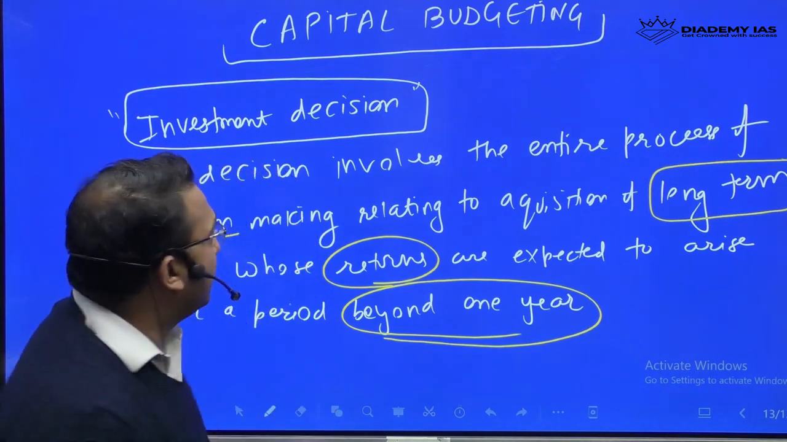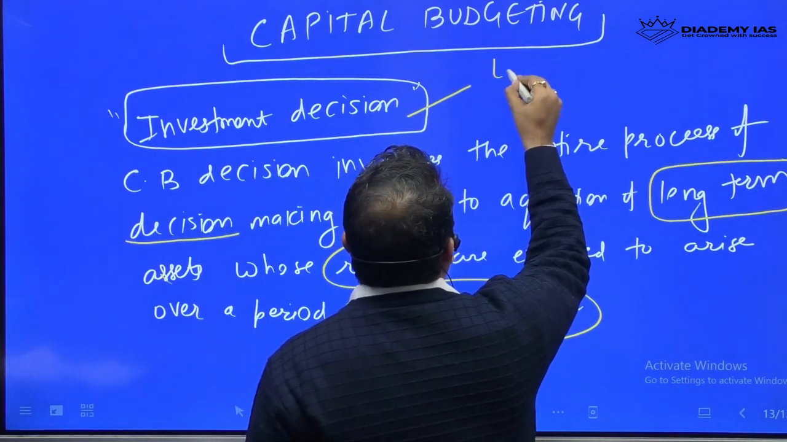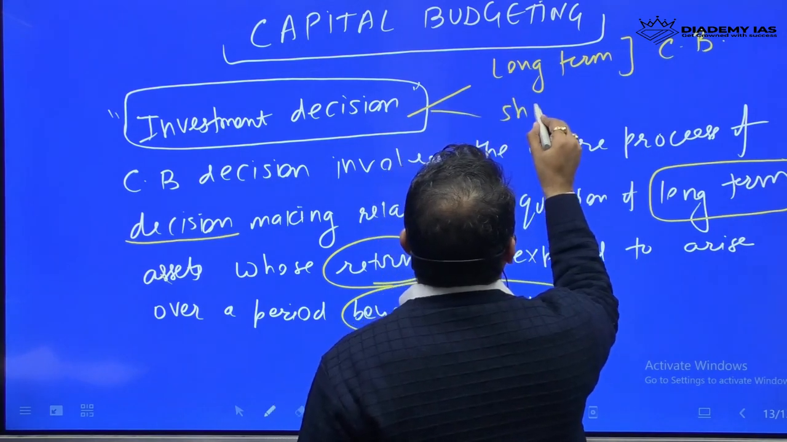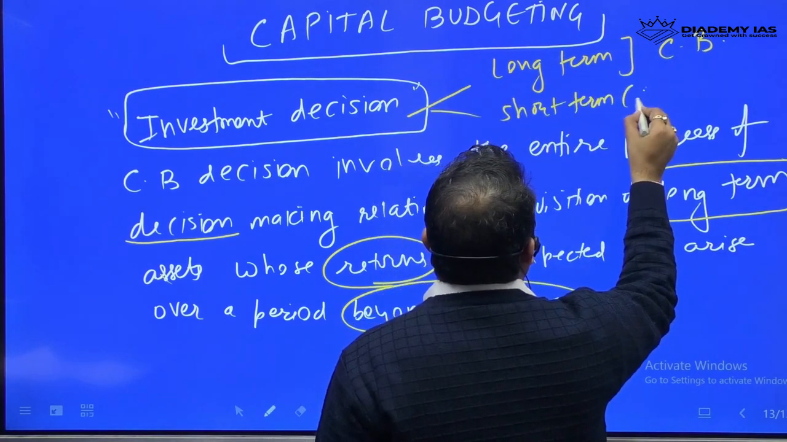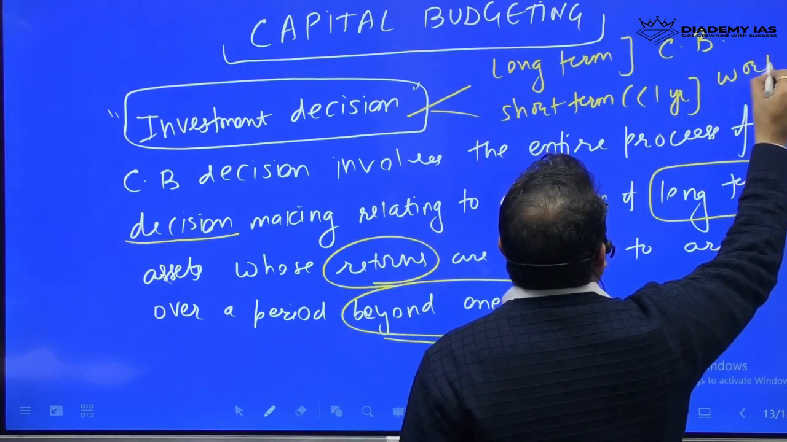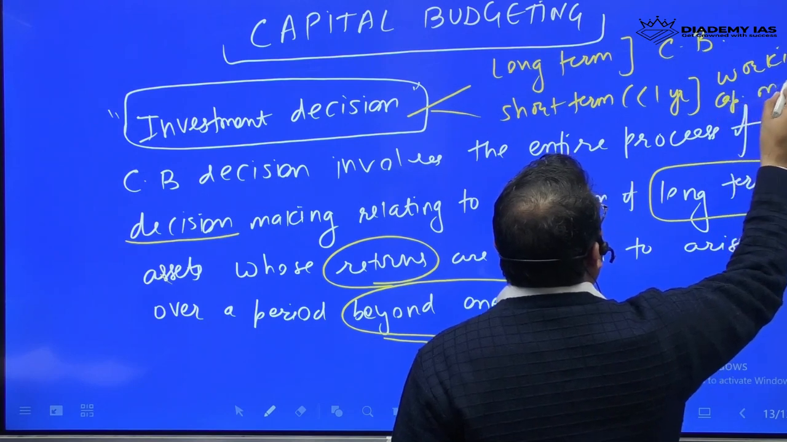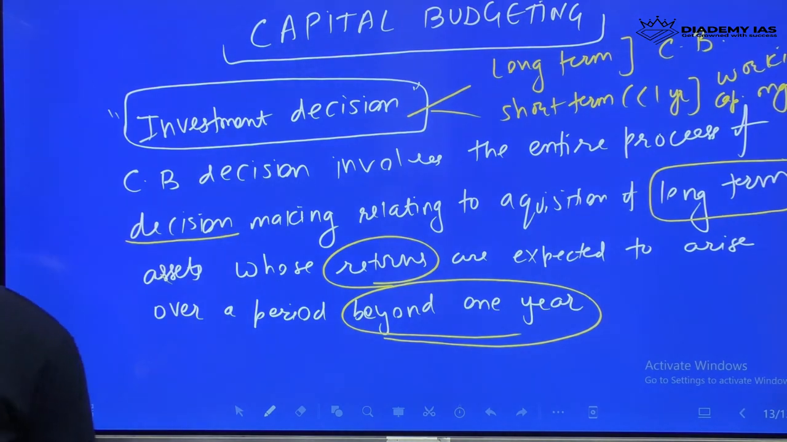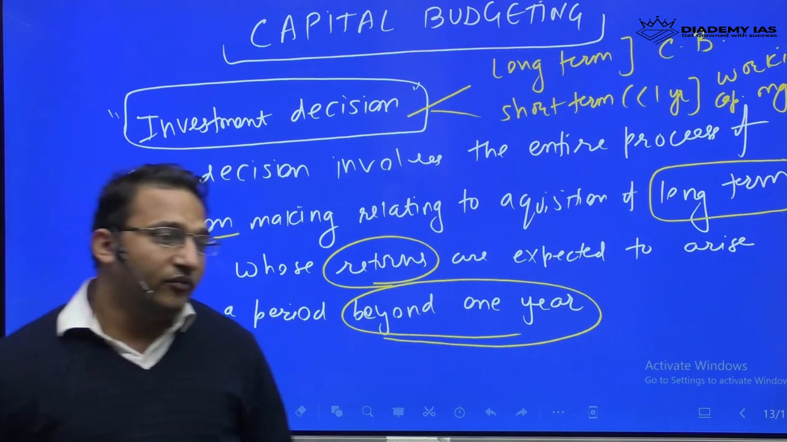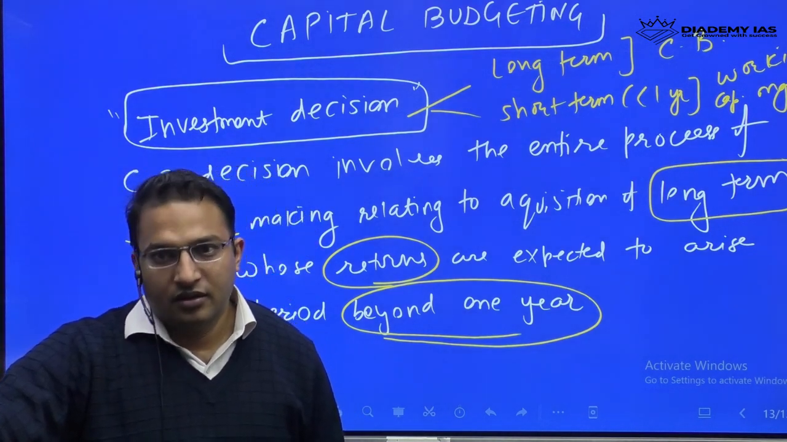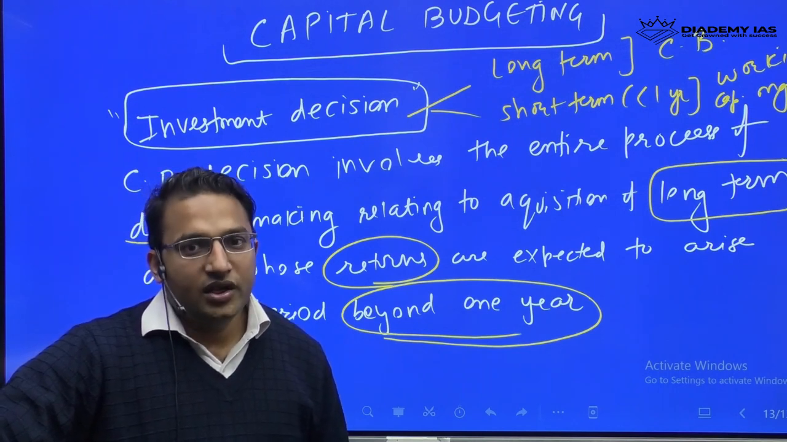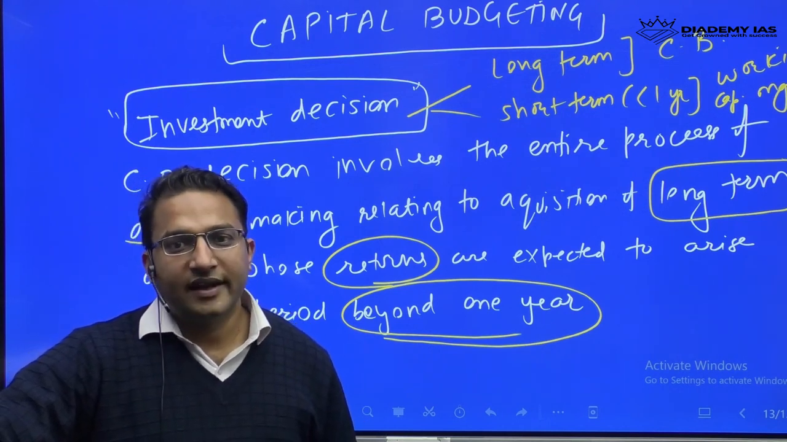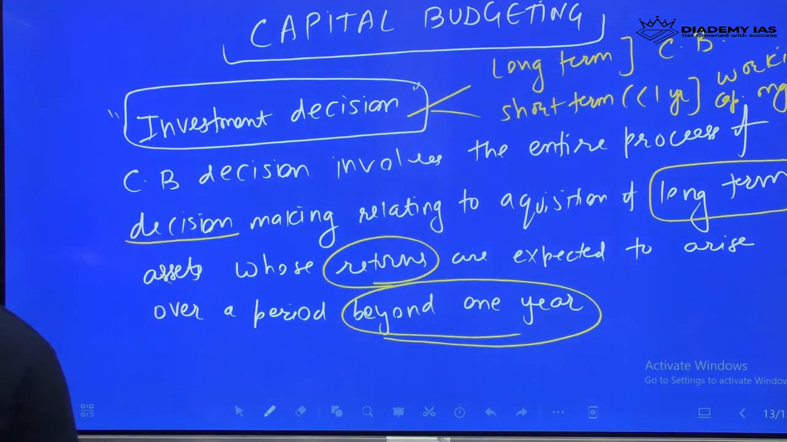Okay, so basically in the investment decision we have two kinds of decisions. One is the long-term decision, which is capital budgeting, and the short-term, that is less than 1 year, which is part of working capital management. Capital budgeting is basically a long-term investment decision, and the short-term we will discuss in the working capital management chapter. So it's a decision regarding acquisition of long-term assets whose returns are expected to arise over a period beyond 1 year.